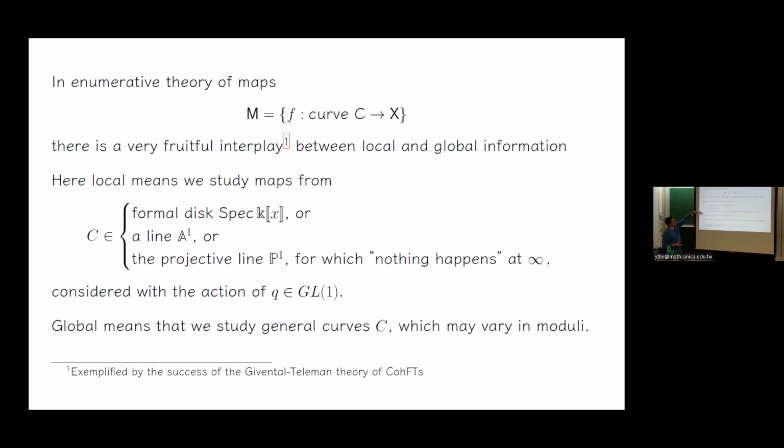And global means we want to pass from this information to something where we now move to a general curve, which may not have an automorphism, but somehow there are ways to pass from this information to global information. I would consider one example of the success of this, given by Tau-Telemann theory, that tells you some particular enumerative problem you can solve in one particular way, going from local to global.